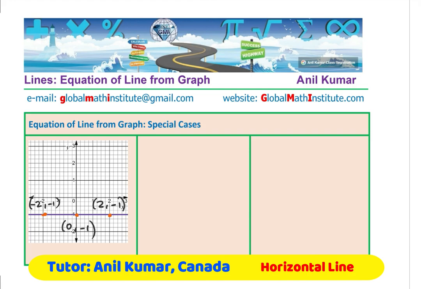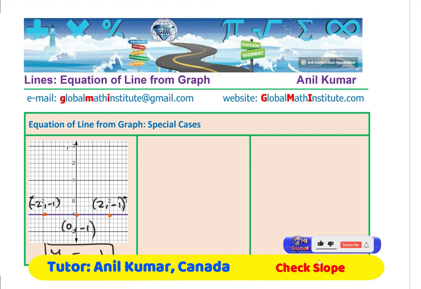So you see, the y value is constant. I could write this as y equals minus 1. Will that be the right answer? I think so, correct? You see, minus 1 is also the y-intercept, right?